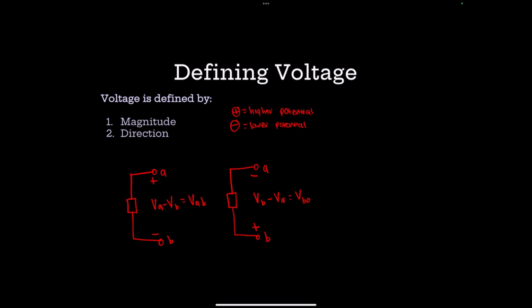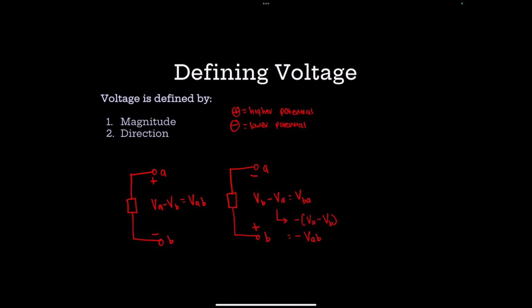VAB and VBA represent the magnitude of the voltage. As we can see, upon further analysis, VB minus VA is the same thing as negative (VA minus VB). And we said before that VA minus VB is VAB. So therefore, VB minus VA will be equal to negative VAB.